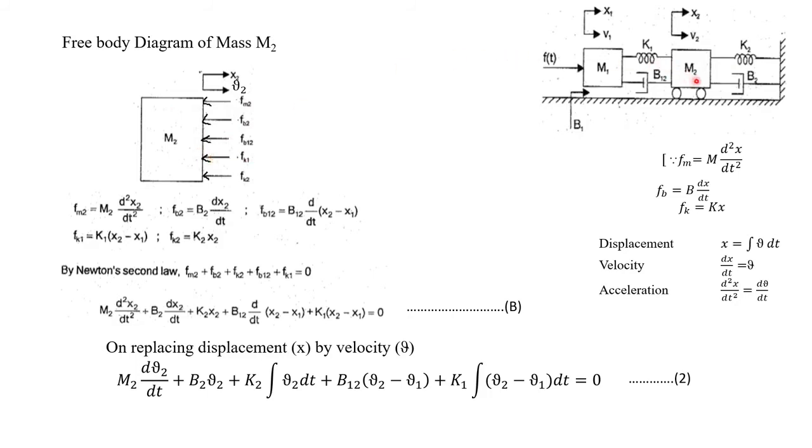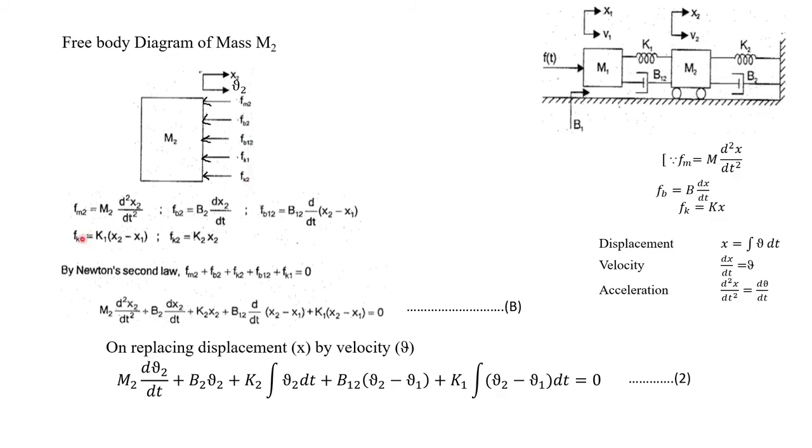So for mass m2, its own opposing force will be there, isn't it? That is Fm2. Then what are the opposing forces? The elements connected around this mass m2 will give an opposing force. Only for mass m2, this k2 as well as b2 is connected. Then in between m1 as well as m2, this k1 as well as b12 are connected. So totally 4 opposing forces are there. We have to write each and every opposing force one by one.